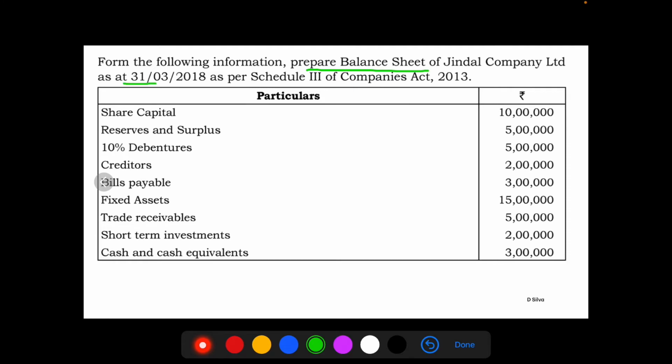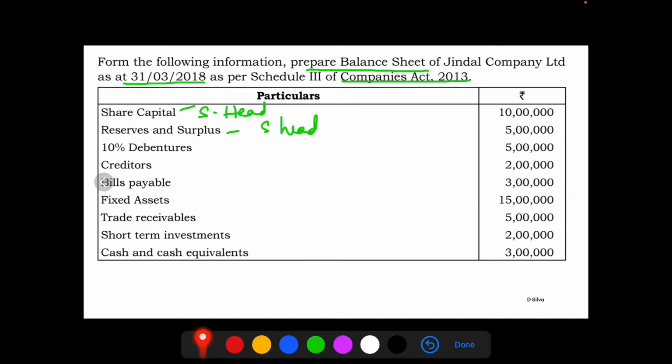So the balance sheet is prepared as at 31st March 2018 as per the Companies Act 2013. Now, from the question we can see they have given us share capital. Share capital is a subhead which will come under the major head called shareholders fund. So there is no need to prepare a note to accounts. Reserves and surplus, again, is a subhead which will come under the major head called shareholders fund. That means share capital, reserves and surplus will form equity and liability.